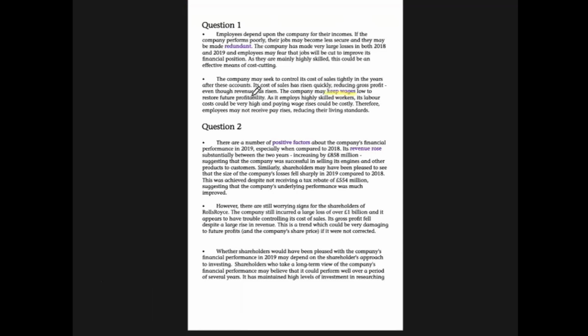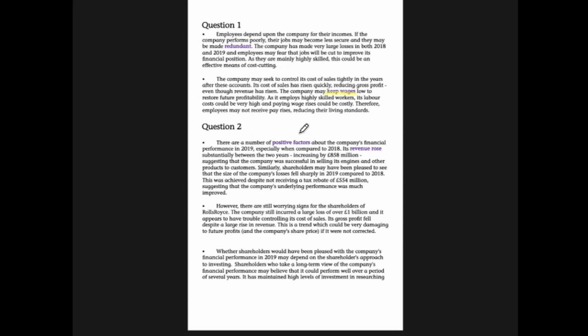All right. So that point, when you expand it a bit, it says that the company may seek to control its costs. One of the costs of the business is the cost of the wages of these engineers who manufacture the engines. And because they are highly skilled, their wages are very high. So the company may seek to control its cost of sales tightly in the years after these accounts.